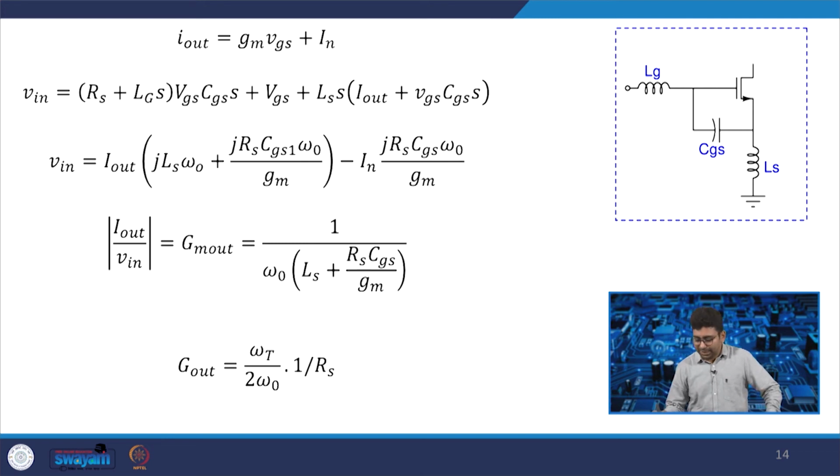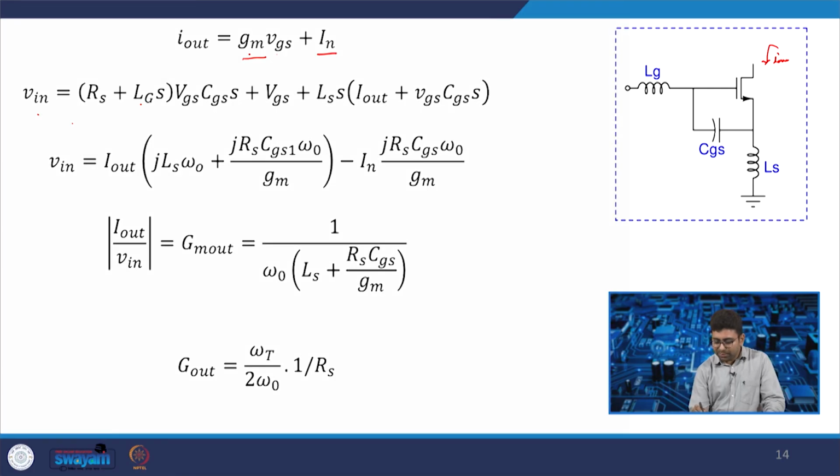we will try to find out the noise figure of this common source LNA. If we want to find out this noise figure, in this case if we want to find out the I out, it is given by Gm into VGS. So I out has two currents, Gm into VGS and the noise current In. We can write V in, which is equal to Rs plus Lg S.